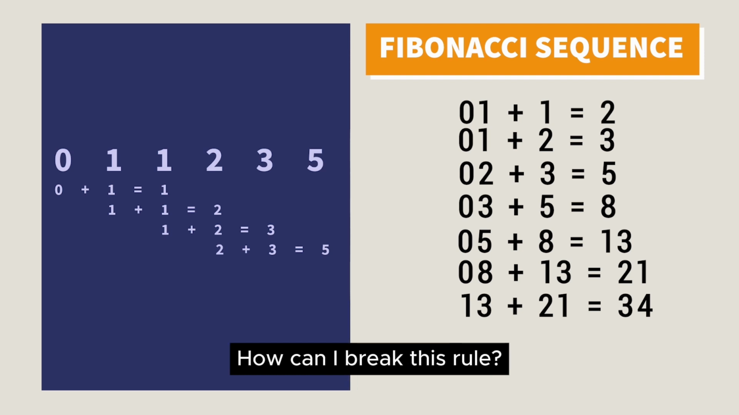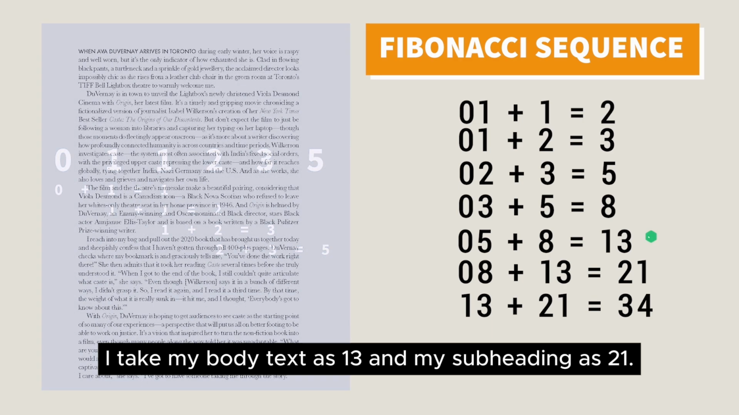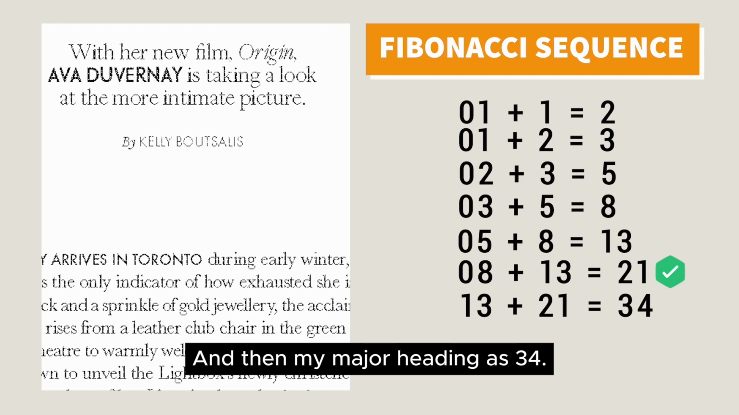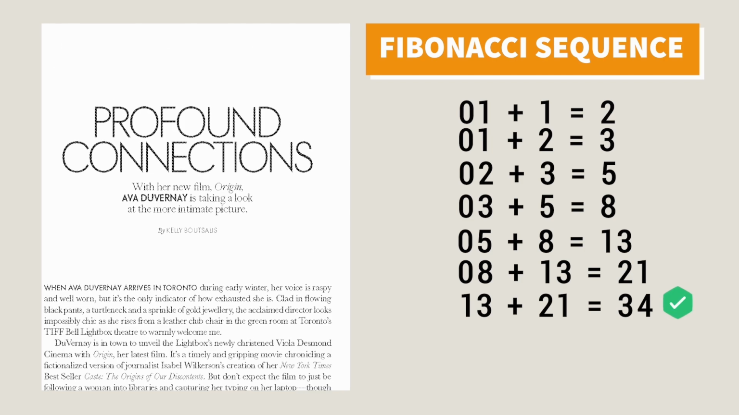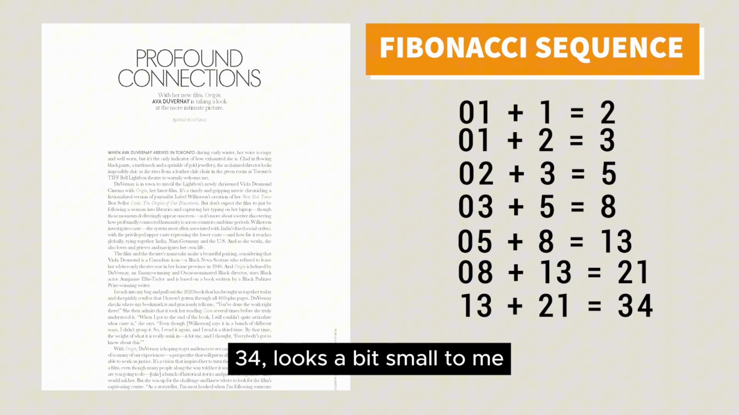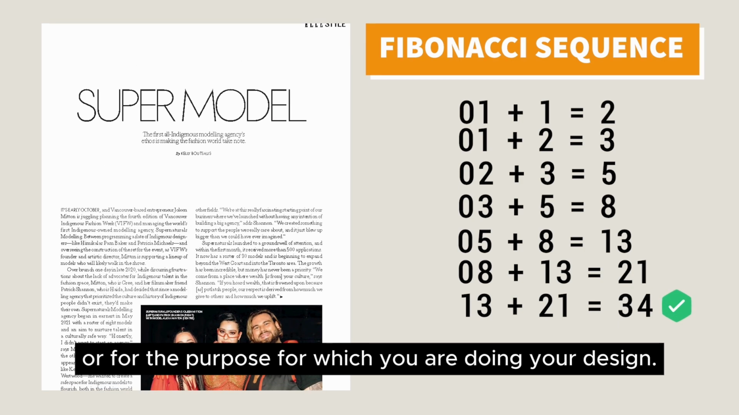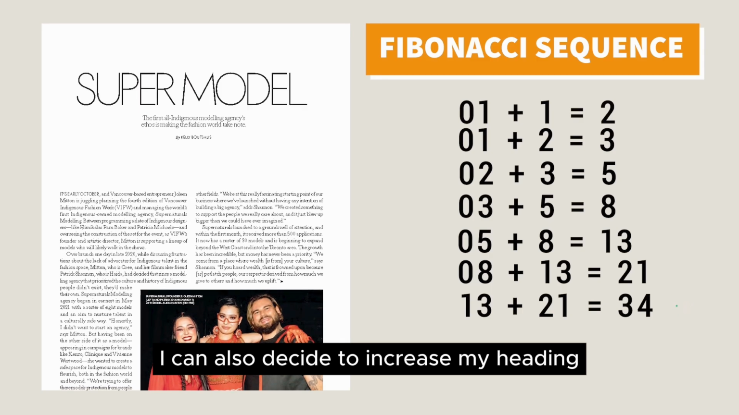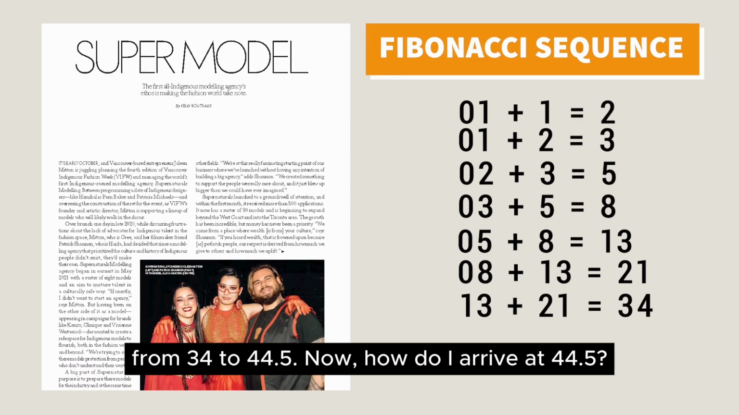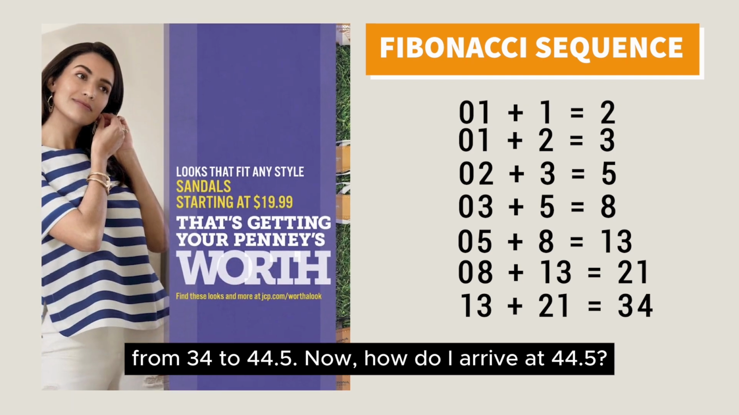How can I break this rule? I would say, for instance, I take my body text as 13, and my subheading as 21, and then my major heading as 34. Now, maybe the font size for this main heading, 34, looks a bit small to me, or for the purpose for which you are doing your design. I can also decide to increase my heading from 34 to 44.5.